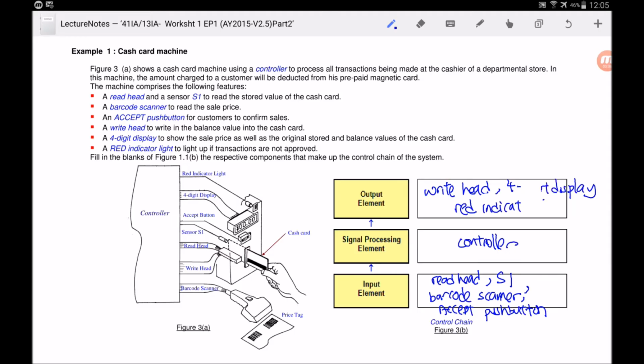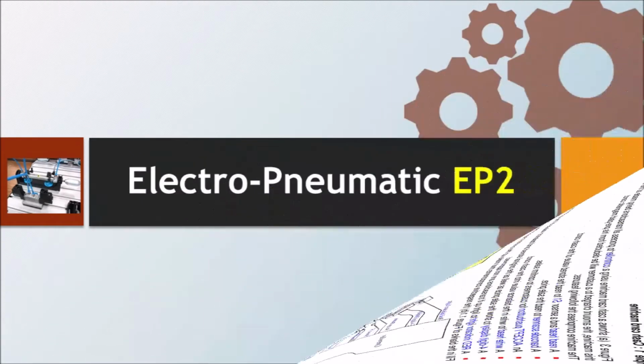Okay, red indicator light. Okay, so let's check whether we have filled in all the things in here. Red indicator light, 4-digit display, write head, accept push button, scanner, read head, S1 controller. Okay, we are done for this question.